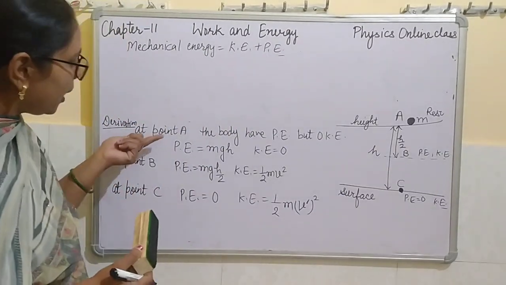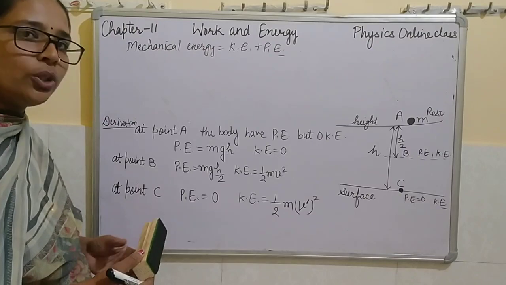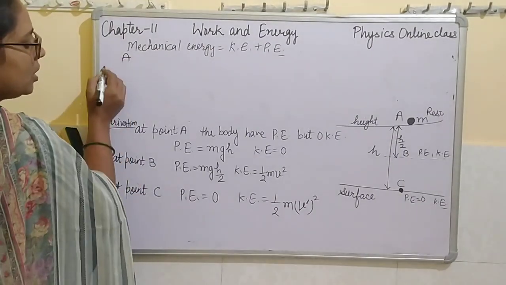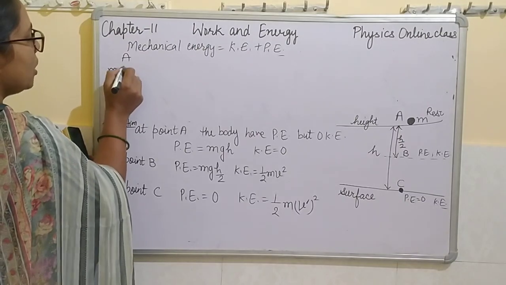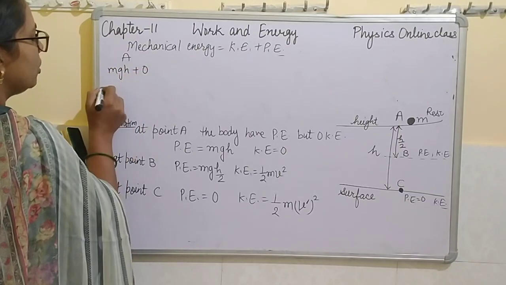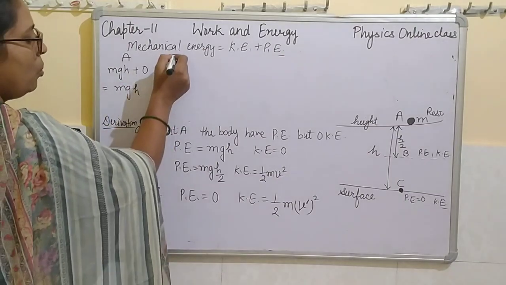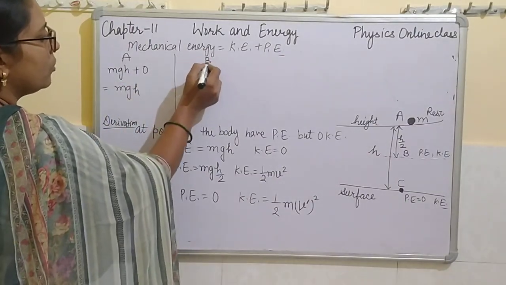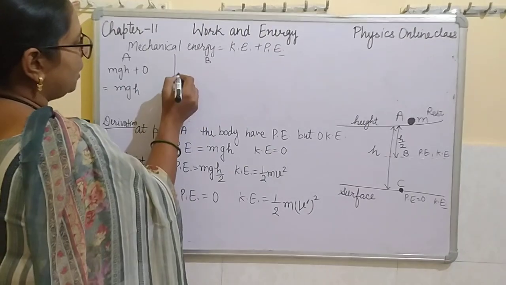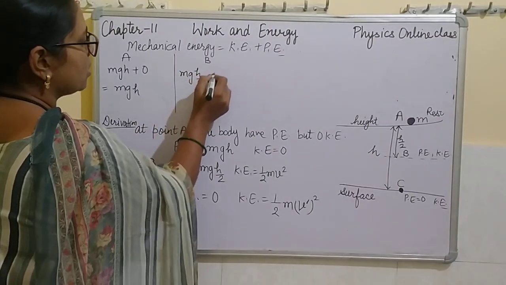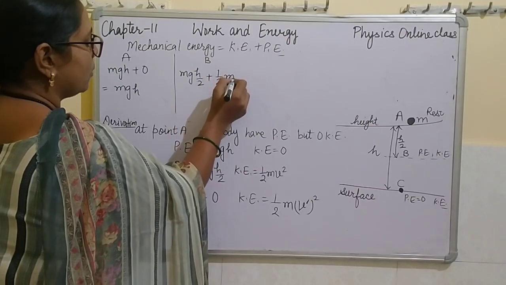So now we will write the total energy at all the points. At point A, the total energy is mgh plus 0, that means it is mgh. Now at point B, what will be the energy? It is mgh by 2 plus half mv square.